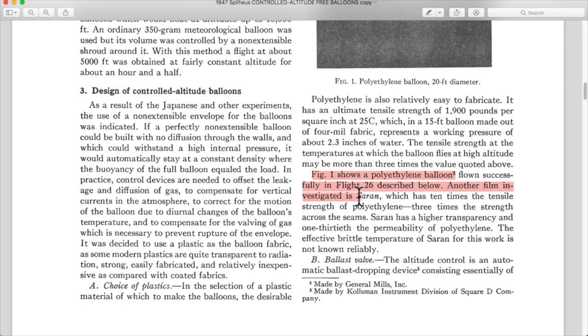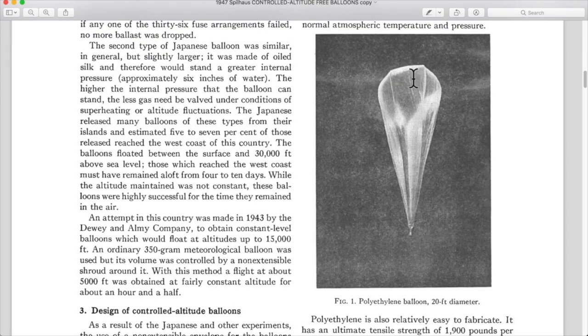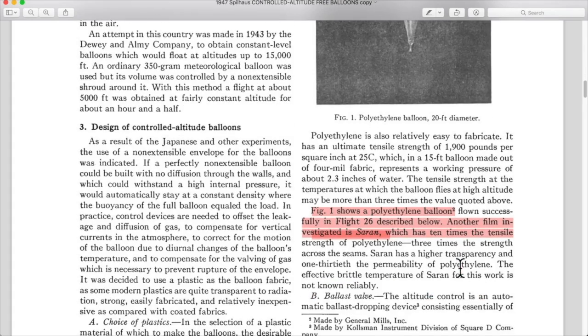So figure 1 shows the balloon flown successfully in Flight 26. So this is figure 1 from a real balloon flight.